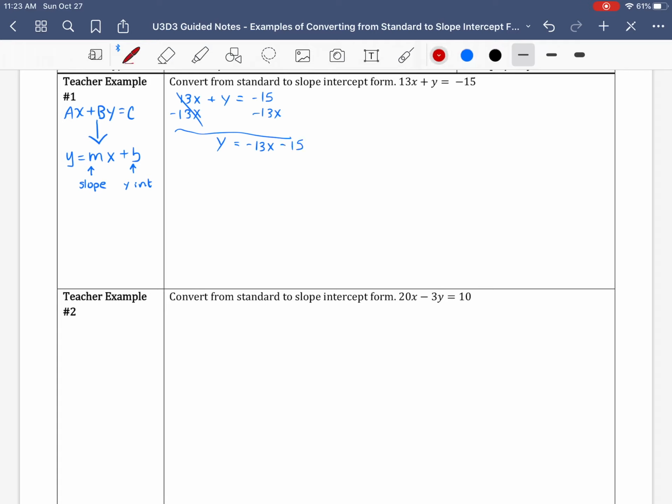Here, we know that we cannot combine negative 15 and negative 13x because they are not like terms. Now, we actually have y all by itself at this point, which means we're done with this example. Y equals negative 13x minus 15 is our equation in slope-intercept form.